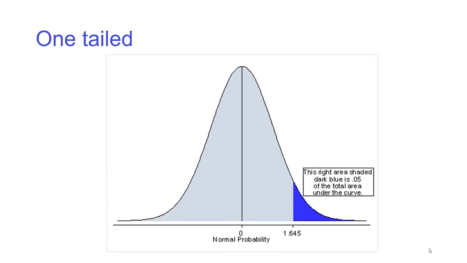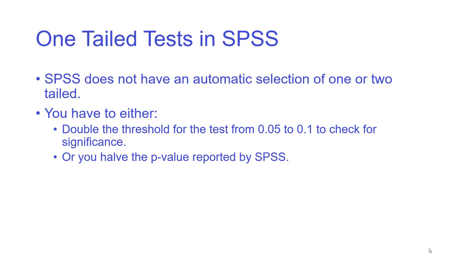But for one-tailed, you move it all to one side. So that means the 0.05 is all in one direction. So now, the number of standard deviations you either have to be above or below, depending on which direction your test is, is 1.645 standard deviations.